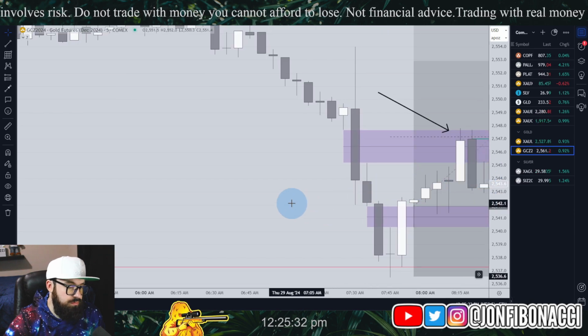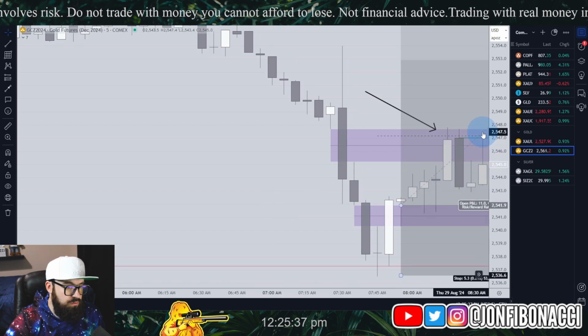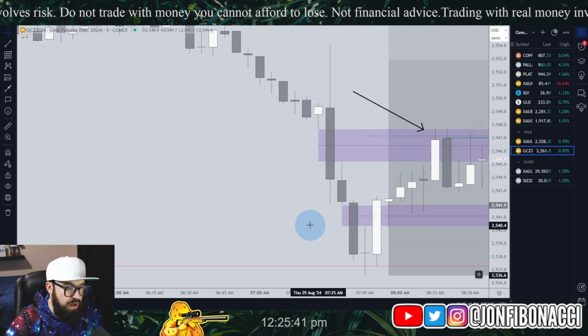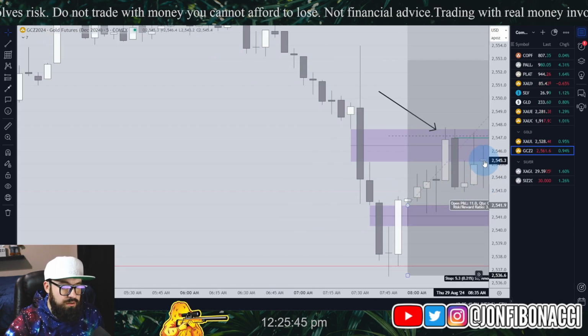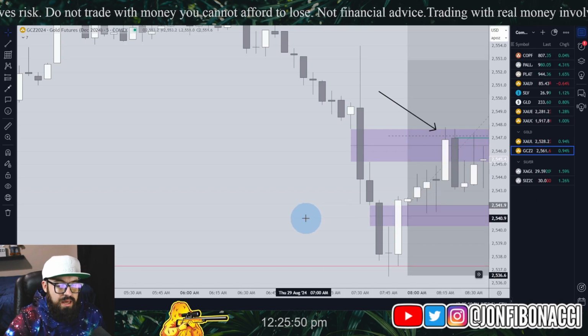Next candle, we don't really do too much. Next candle, we come up, we trade lower. That's fine. We kind of dance around for a little bit. Not a problem. Because what's price not doing? It's not going back to the inversion. It's staying away from it.